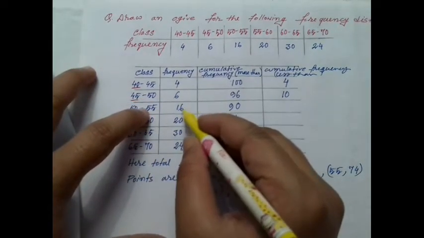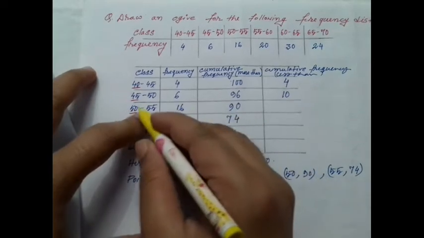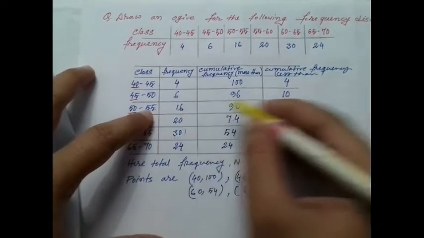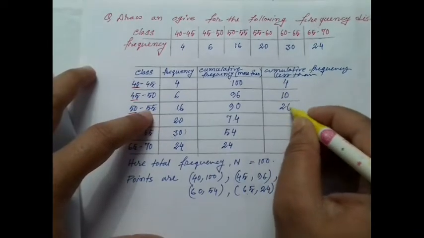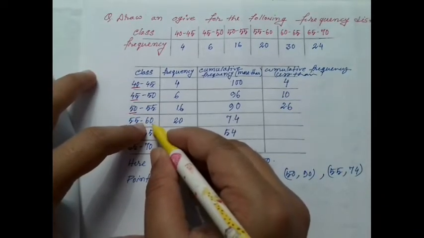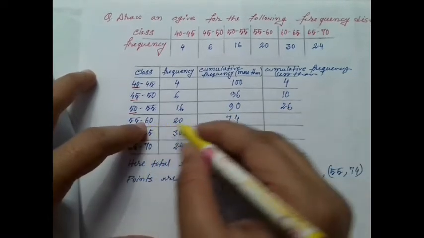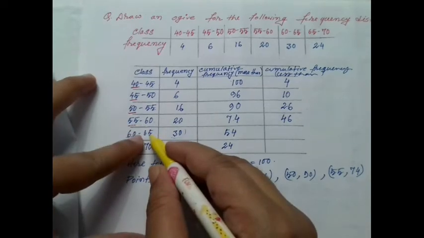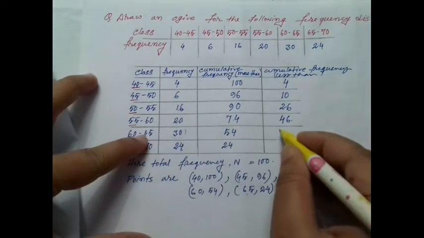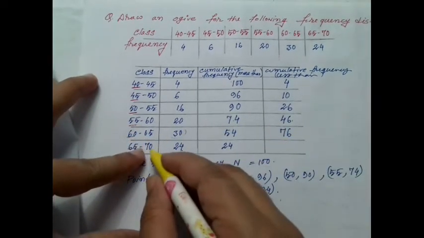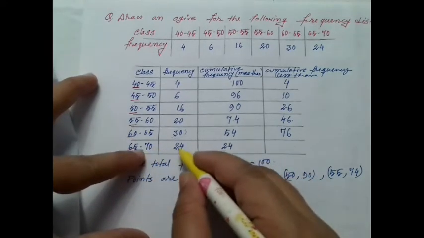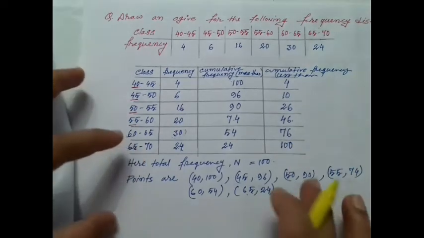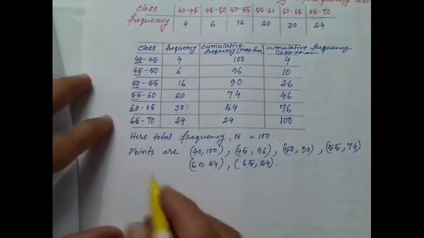There are 16 values lying between 50 to 55, and less than 10 also, so 26. Then how many values are less than 60? That is 46. How many values are less than 65? 30 plus 46, that is 76. And how many values are less than 70? That is 24 plus 76, we are getting 100.